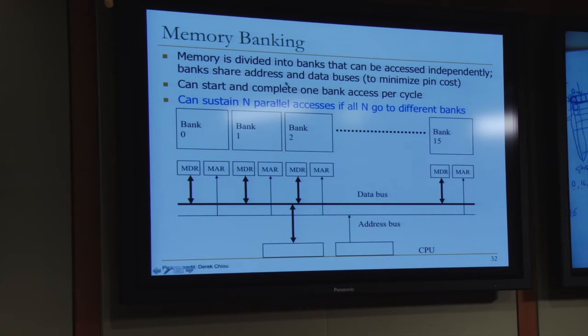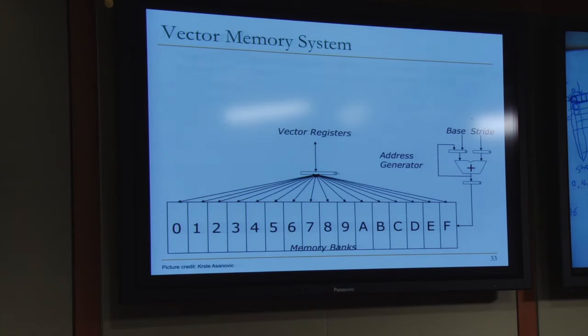If you have banks like this, you can now start and complete one bank access per cycle, and you can sustain n parallel accesses if all n go to different banks. And this is really important, if all n go to different banks. That's the difficulty of actually dealing with vector machines and GPUs today.